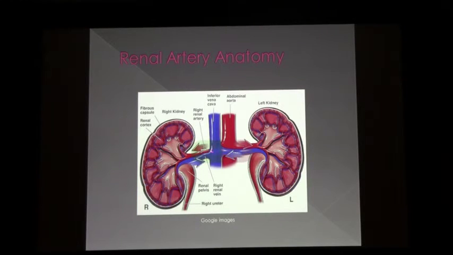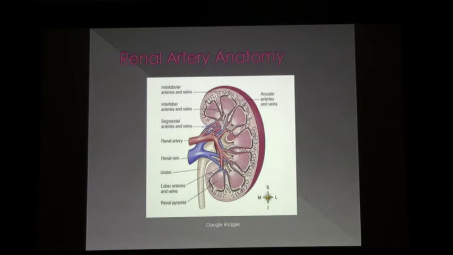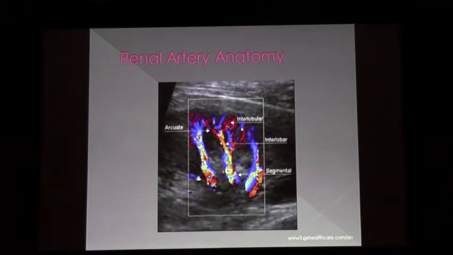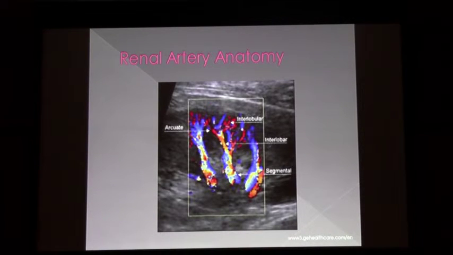So just a diagram showing the course posterior to the renal veins, and then how the arteries branch off. The main renal artery comes in, divides into the segmentals, then goes to the interlobar, the arcuates, which arch over the pyramids, and then the interlobular. And then an ultrasound image of them. And all of yours should look like that.